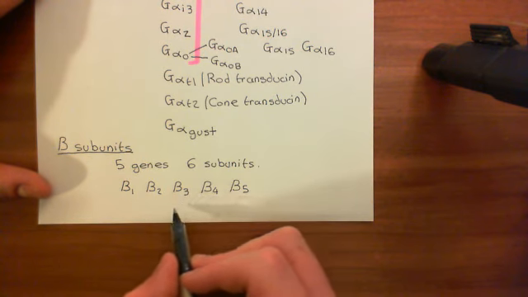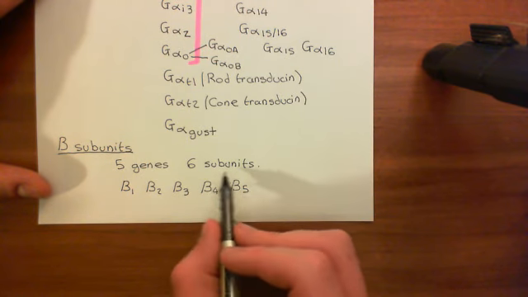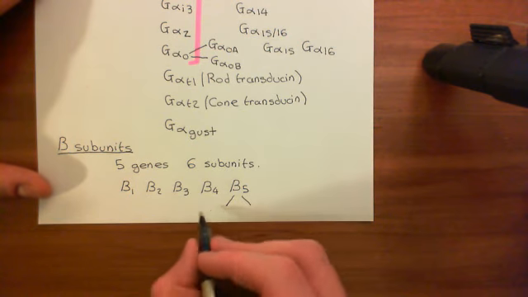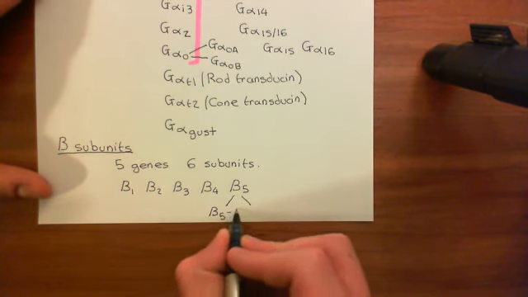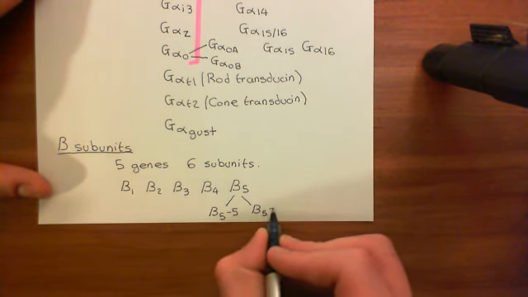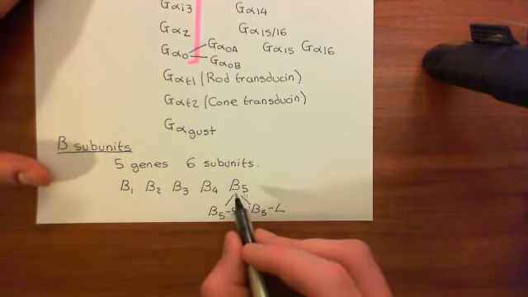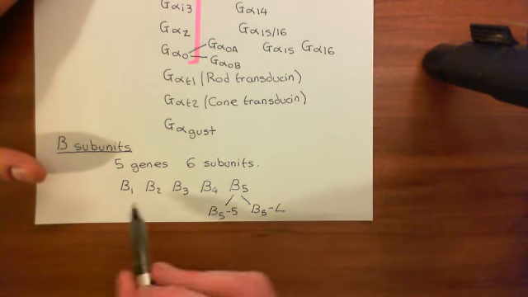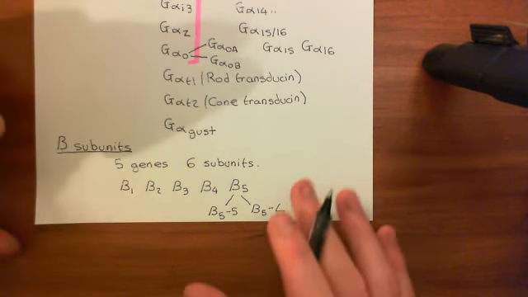Beta 3 produces one protein, which is the beta 3 subunit. Beta 4 produces one protein, which is the beta 4 subunit. Beta 5 is the one with 2 splice variants. It produces 2 different proteins, one called beta 5, and the other called beta 5L. So these are the 2 different splice variants of the beta 5 gene, beta 5 and beta 5L. That overall gives us 6 different beta subunits of heterotrimeric G proteins.